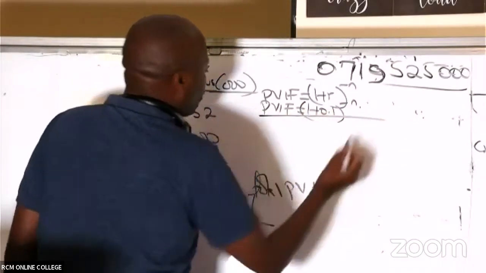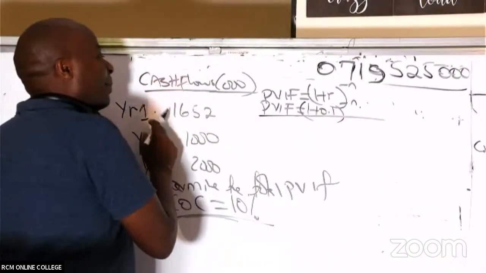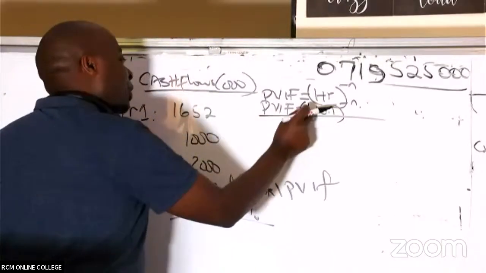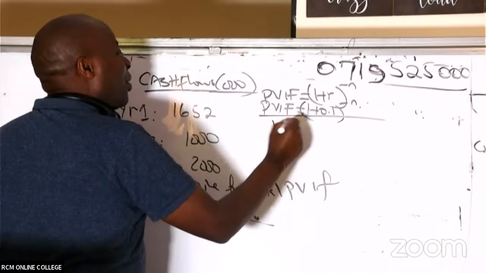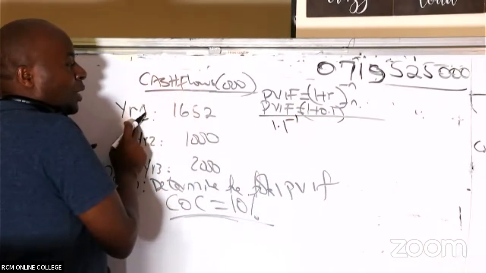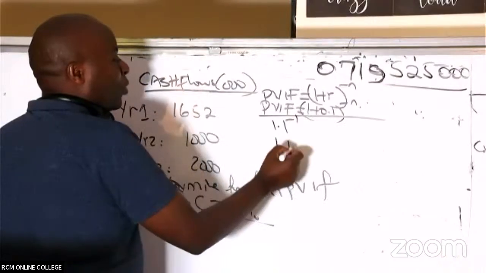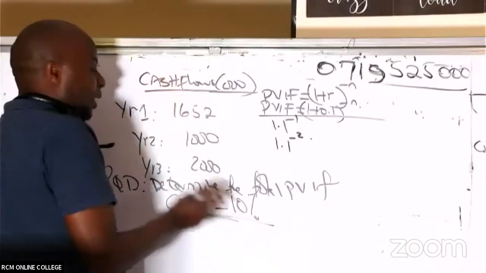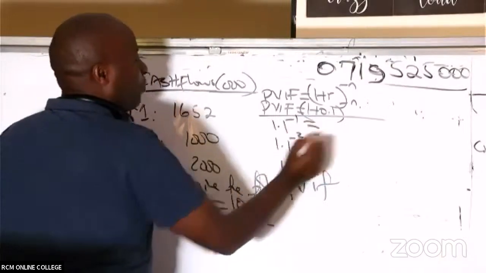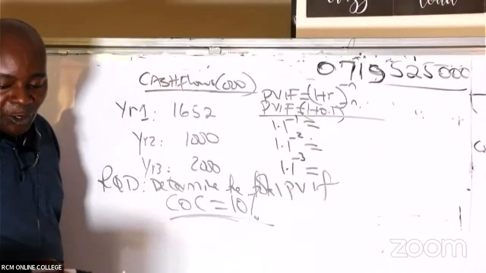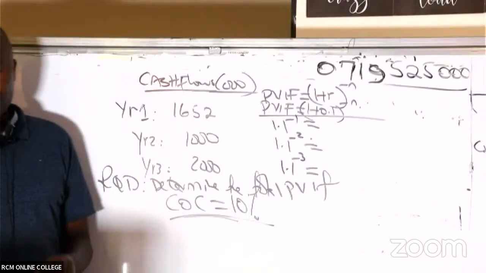All right, and this is so beautiful. So when I go to year number 1, 0.1 plus 1 is 1.1, so this is 1.1 raised to negative 1, because it is the end of year 1. Then we have here 1.1 raised to negative 2. Then we have 1.1 raised to negative 3. And then you should be able to give me values.